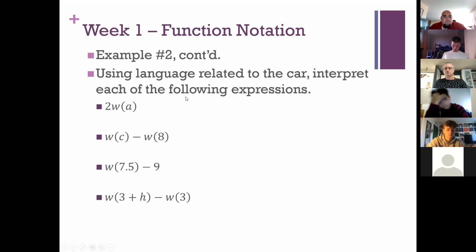All right, let's get started. The first one, 2W of A. What does that mean? It's the distance of the car in 8 seconds multiplied by 2. I also have in the chat from D, the first one is twice the distance traveled after A minutes. Aniket says two times the distance since A seconds.